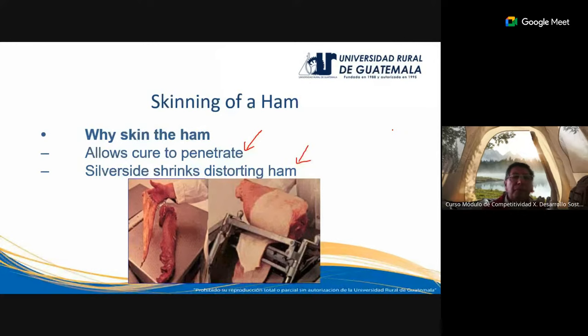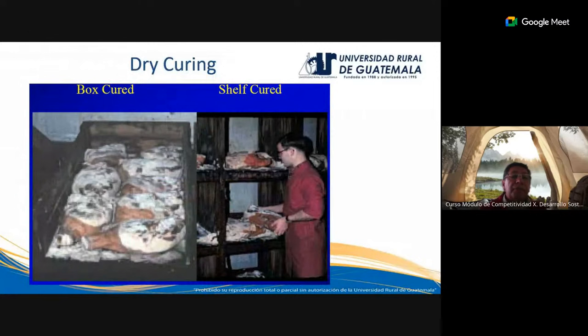Well, let's continue. Here we can see some types of places to cure, to make dry curing. In this case, they are using a box cured here. And the other example is using a shelf cured. So you can see here that they are storing the meat. And remember that this process is a long time process. It takes about 3 months and a half. So this is why they need to store the meat in order to be cured and in order to be ready for the markets. So let's continue.